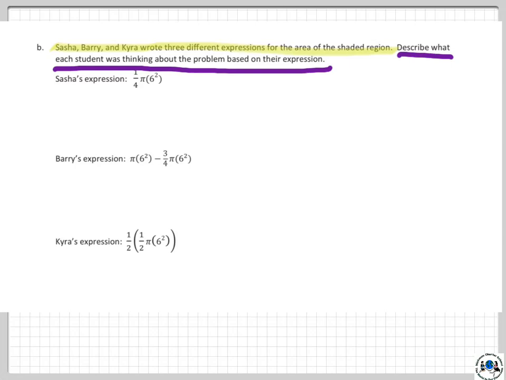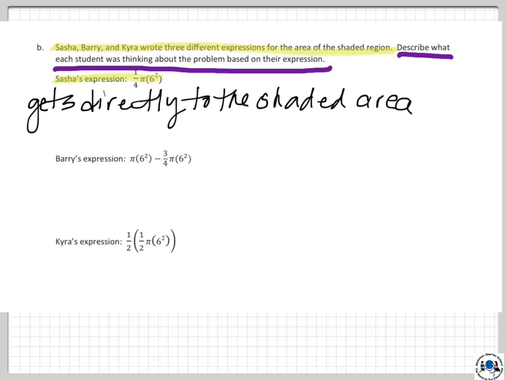Okay, here we go. Let's take a look at Sasha's first. Sasha's may look very familiar to you, because it happens to be mine, pretty much. She gets directly to the shaded area because she has 1/4 times pi times 6 squared, which is radius squared. That's exactly what I did. So Sasha went directly to that shaded area.